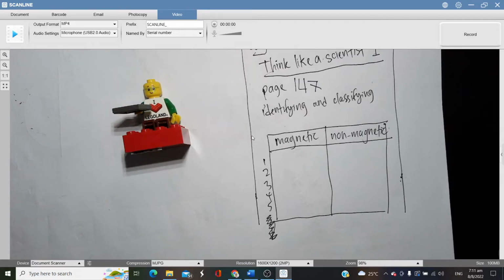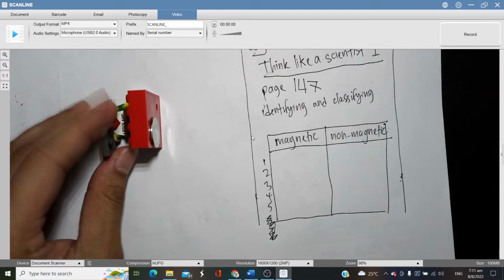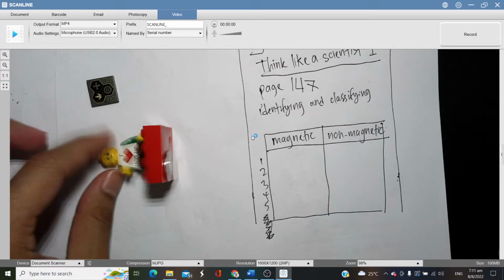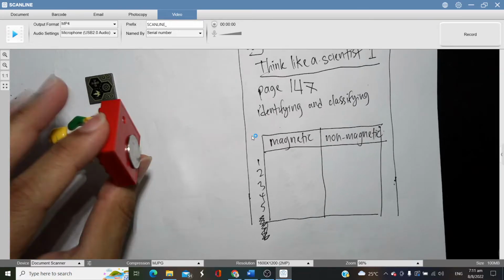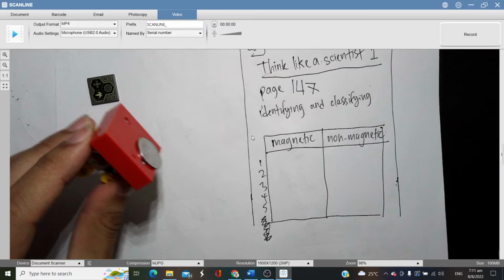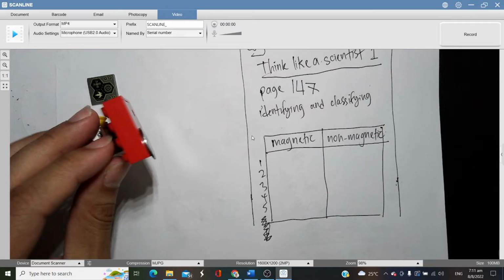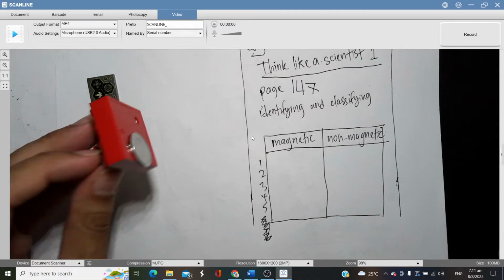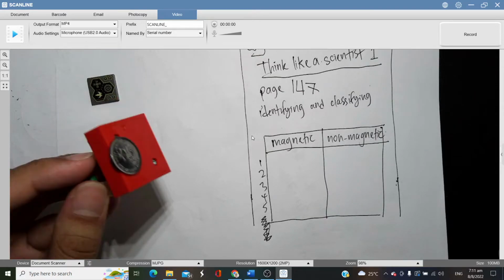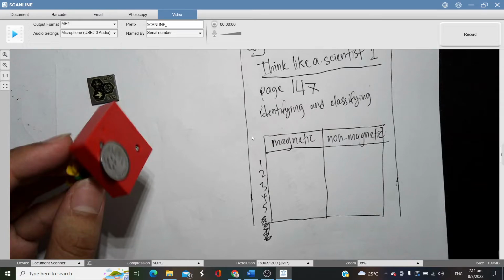Okay, see that? Now you see that the coin is attracted to the magnet. And see, it won't fall down because what? Because this is a magnetic material, the coin. The coin is a magnetic material, so it will stick to the magnet.